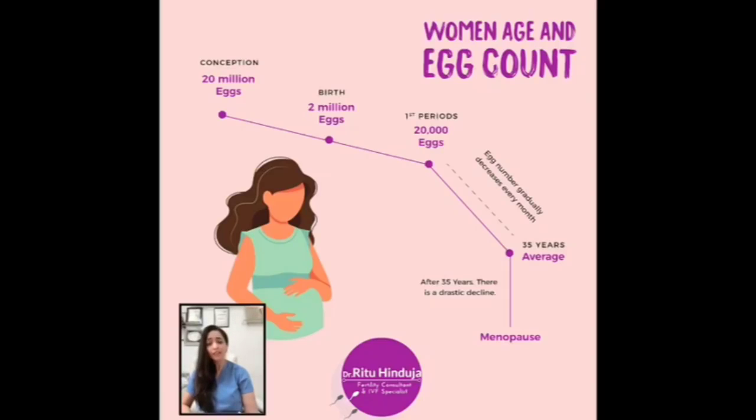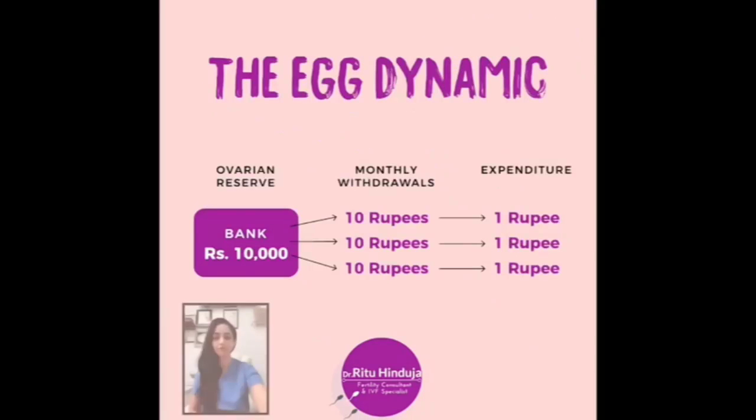Once all the eggs are over or the ovary has exhausted its reserve of eggs, it is known as a decreased ovarian reserve or poor ovarian reserve. That means there is no longer a good number of eggs remaining inside her ovary. So this is how egg dynamics works.